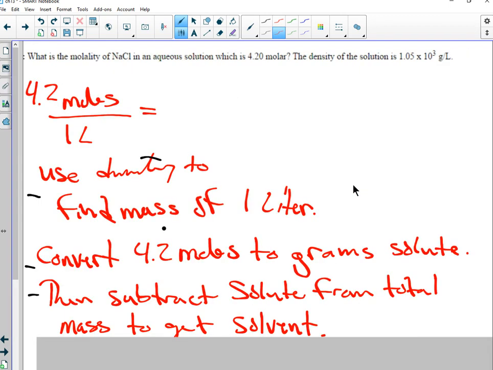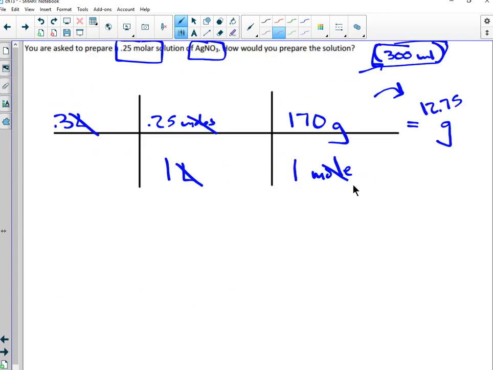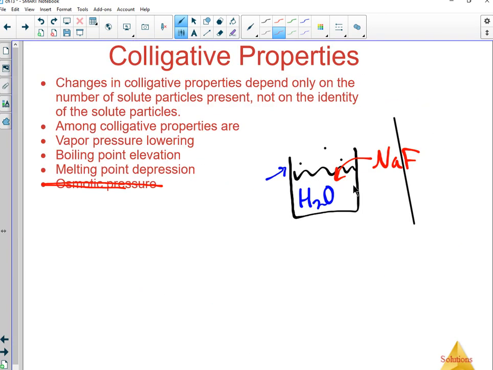And now we'll come back to these tomorrow, but we need to talk about the last thing, and that is colligative properties. Are we out of here right now? Okay. Oh, we have 5. Okay, we can cover colligative properties in 5 very simply.